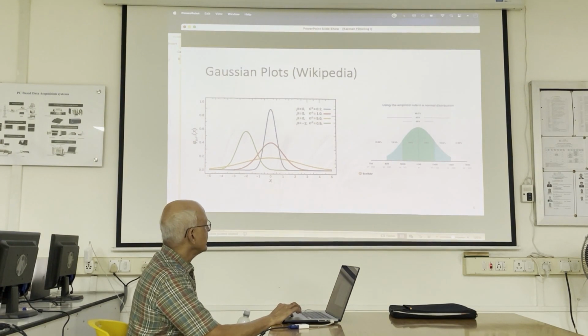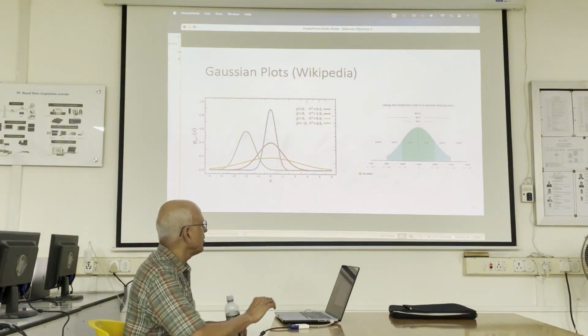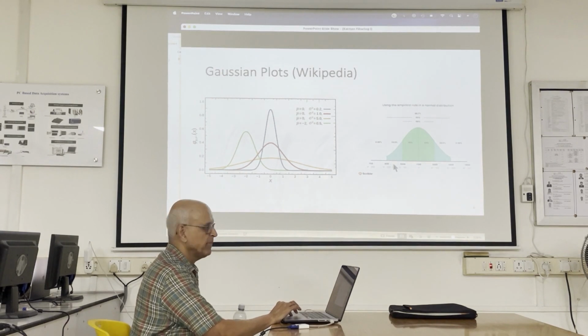And then that number goes up very quickly, so that really nothing is happening in the wings of the Gaussian. Not much activity in the wings of the Gaussian. Most of it is happening in the middle.